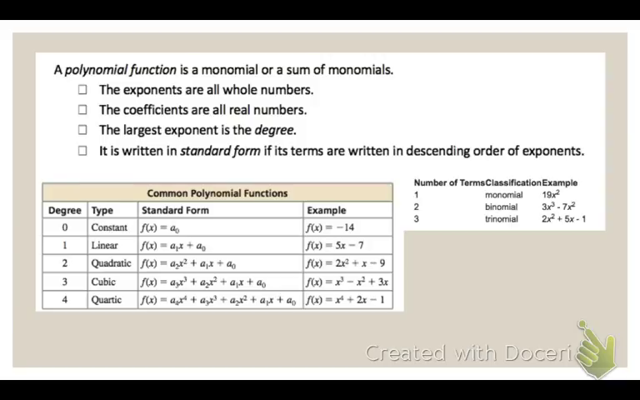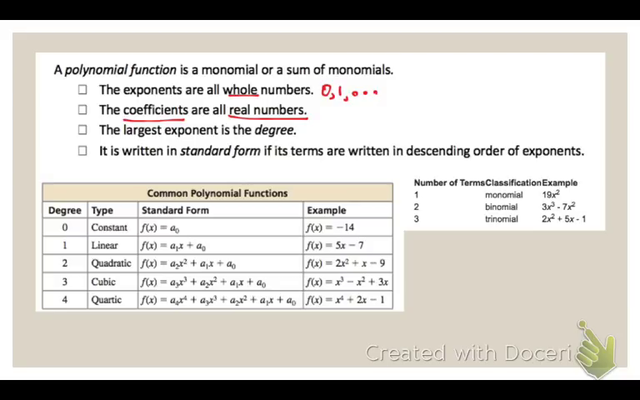This is concept 13. So a polynomial function can be a monomial, which means a single term expression, or a sum of monomials. So that would be multiple terms. So here's what it takes for that to be a polynomial. All of the exponents are whole numbers, so that does include 0, etc. The coefficients, which are the numbers in front of the variables, are all real numbers, which is basically about every number we work with.